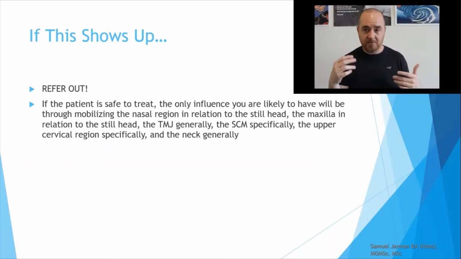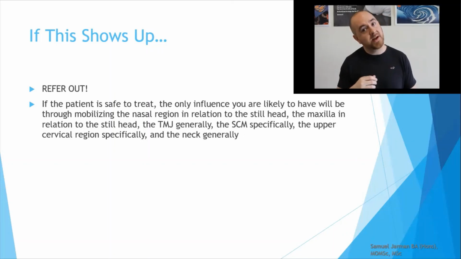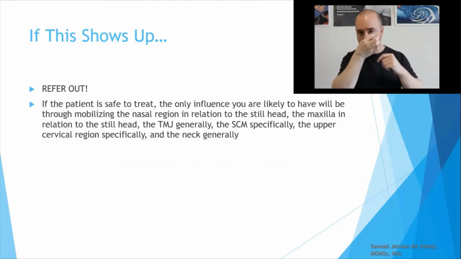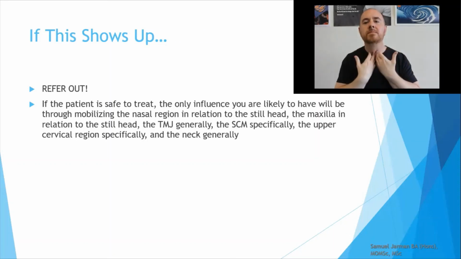If you see these problems with movement, so the droopy eye, the problems with specific movements, the complaint of double vision, walking straight ahead like this, right? These are all signs that you want to consider referring out. If they are safe to treat, then you consider nose, essentially translation across, maxilla, angle of the jaw, TMJ, SCM, midline tissues, and then the neck, generally speaking. Those are the things where you may have some influence.